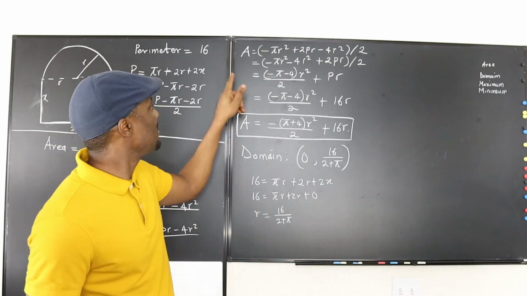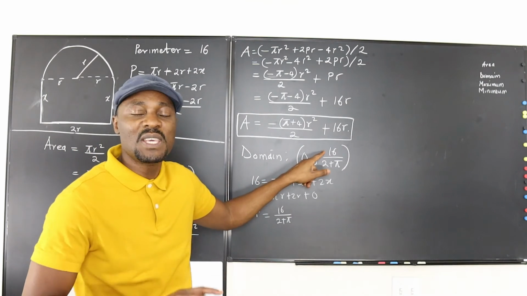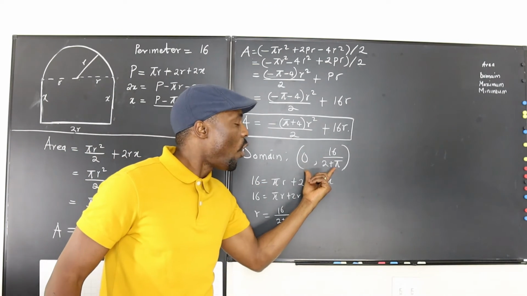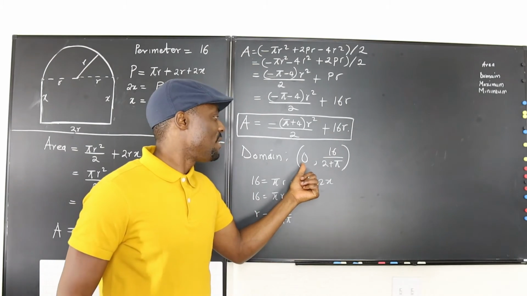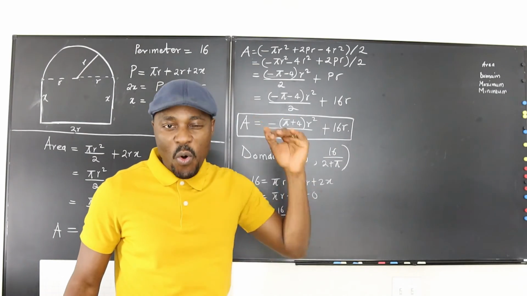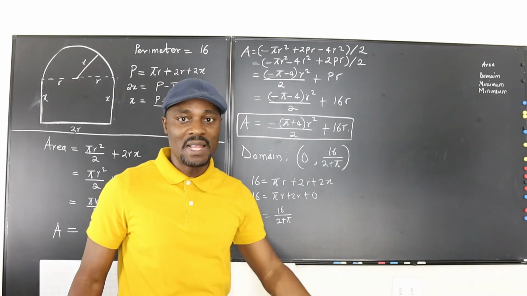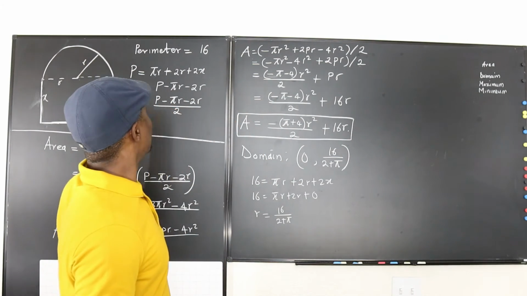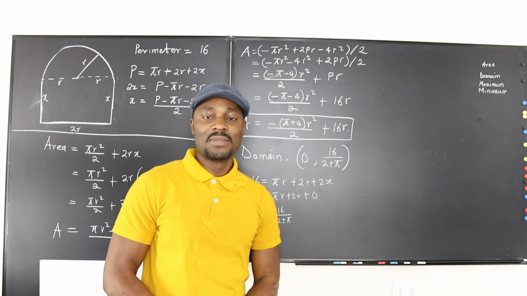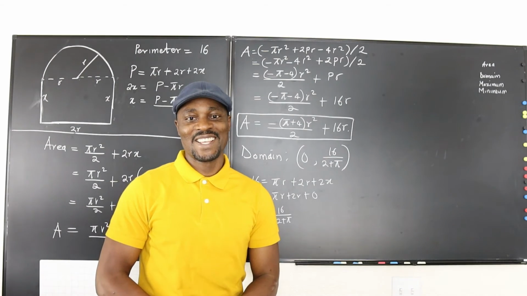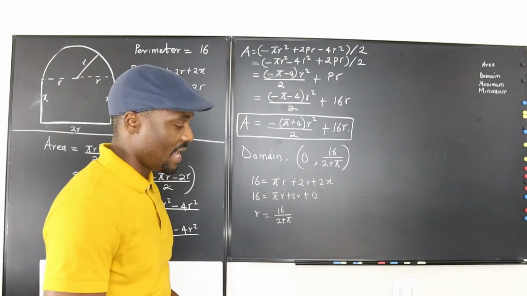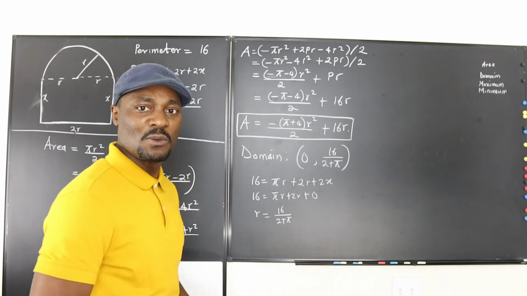Remember, 16 is still the perimeter. So this 16 could be any number, but this will always be what the maximum radius will be. This would be the minimum radius for all Norman windows, or whatever you call it. Okay, so, Norman window. You see these in windows too.